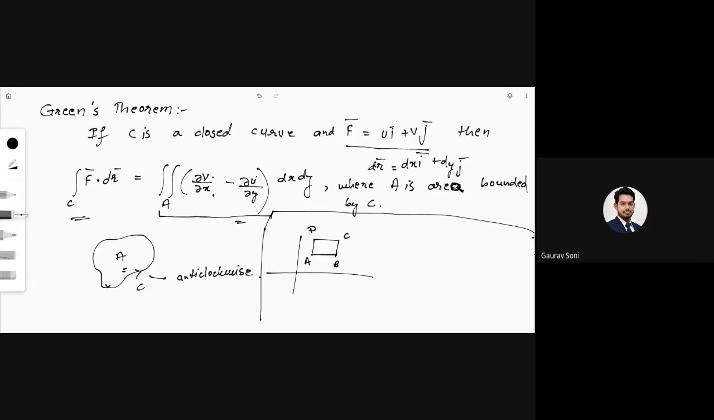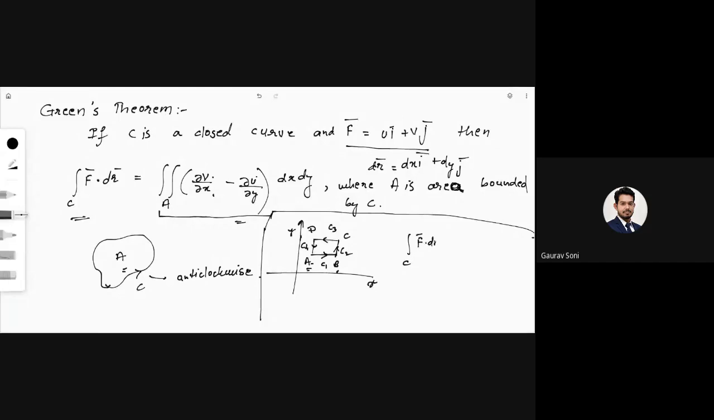Let's start again. So what I was talking about, say you have an x-axis, a y-axis, and we have 4 points A, B, C, D. The curve is a rectangle right now. So A to B will be the first curve C1. This will be C2. This will be C3. And this is C4.